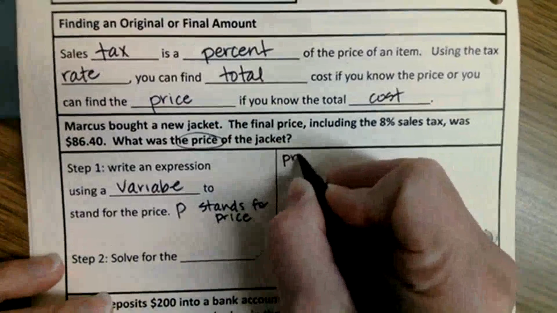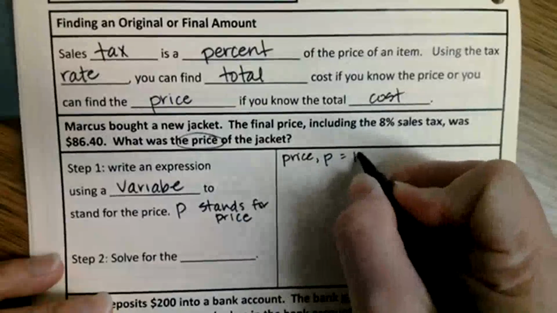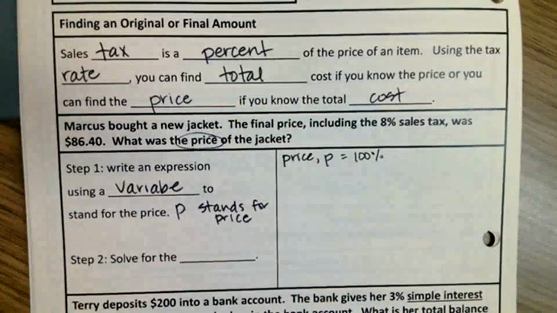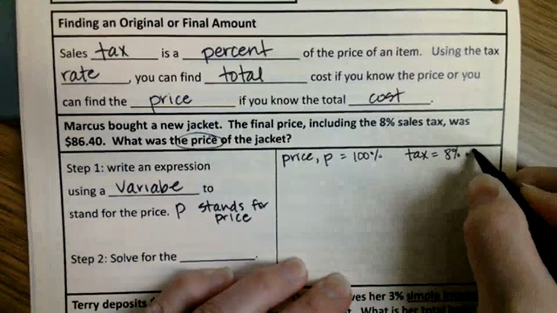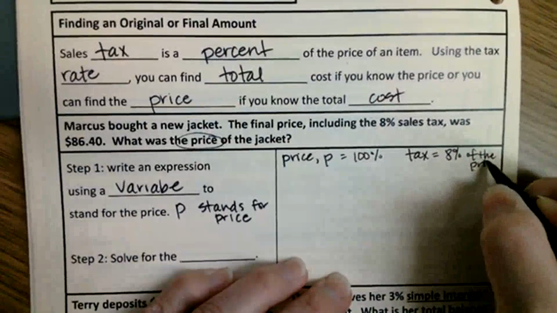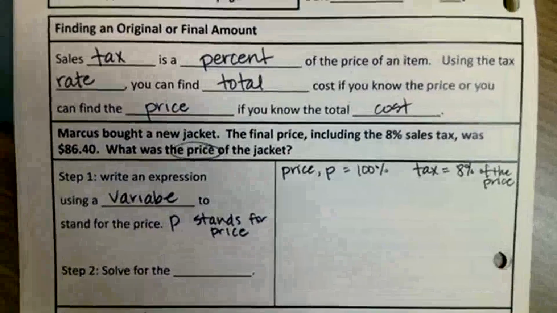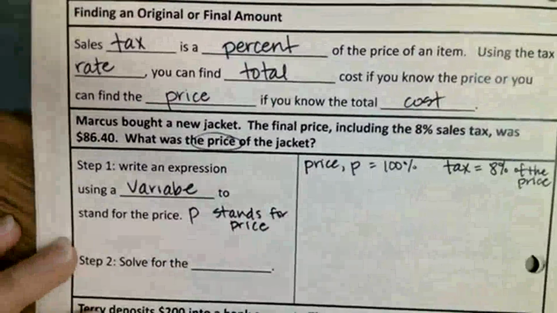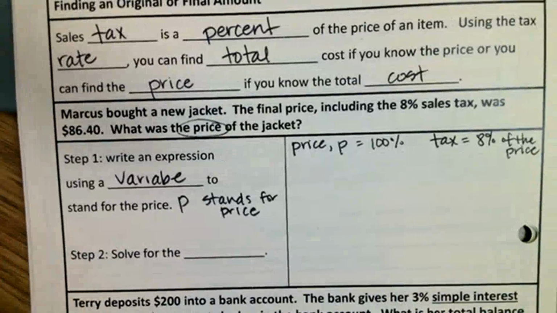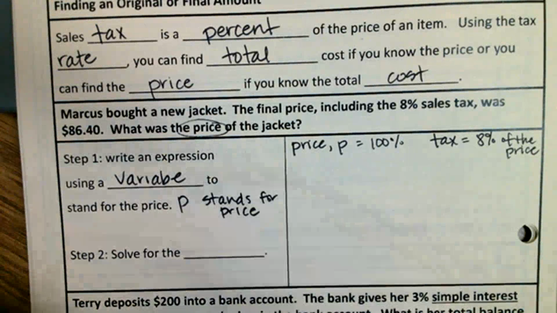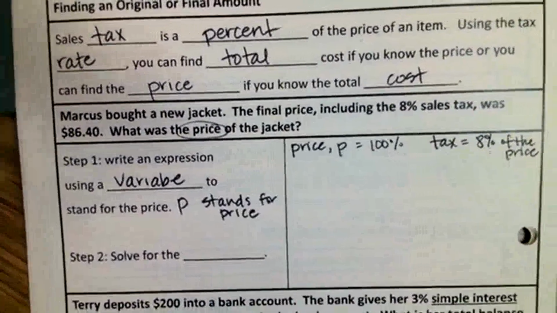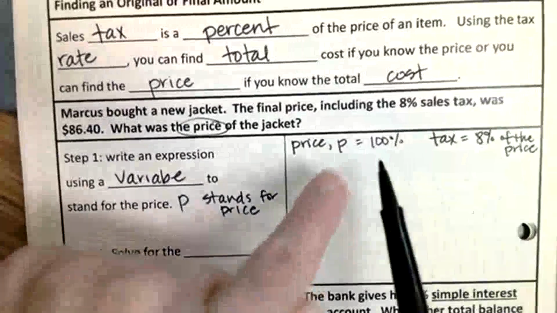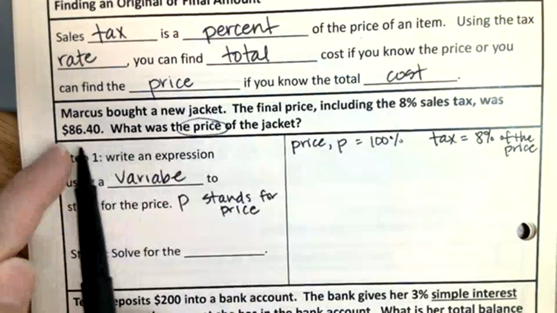So price, or P, is 100% because 100% of the price is the price. Well, the tax is 8%. So tax equals 8% of the price. Okay, I don't know if you can read my writing. Maybe I'll zoom in a little bit. Okay, the tax is 8% of the price. So how do we write 8% of the price? Well, of is a multiplication word. So let's talk about what is the total. The total is the price plus the tax, right? This price plus the tax is the total cost.